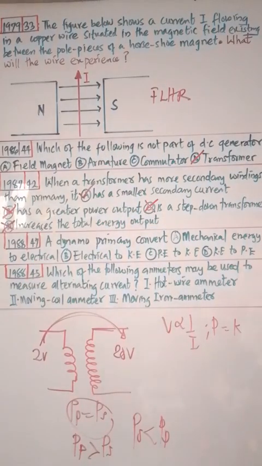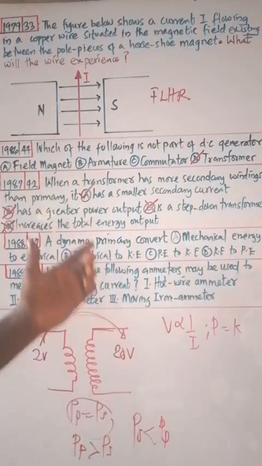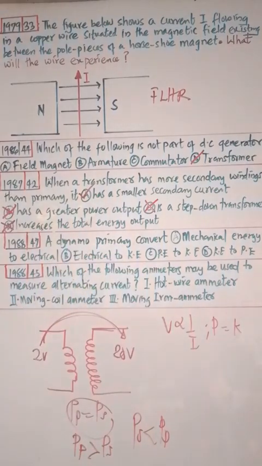A is correct. Next, a dynamo. What's a dynamo? A DC generator. What does it primarily convert? Mechanical energy to electrical energy. The answer is A. No caps. So A straight. The dynamo is mostly referred to as a DC generator. Then it converts mechanical energy to electrical energy.